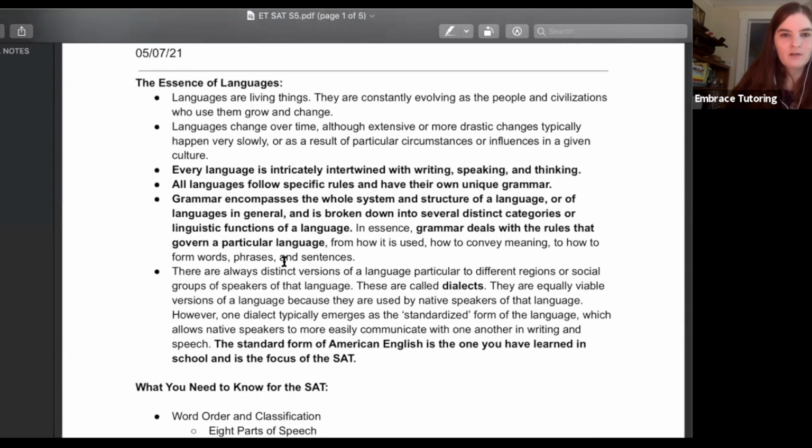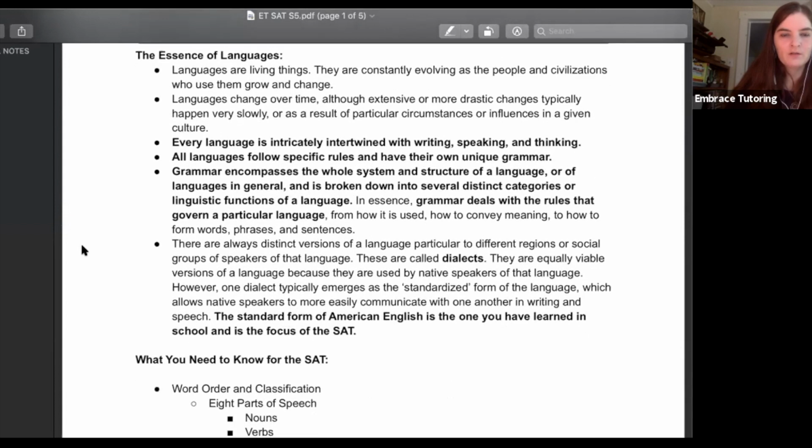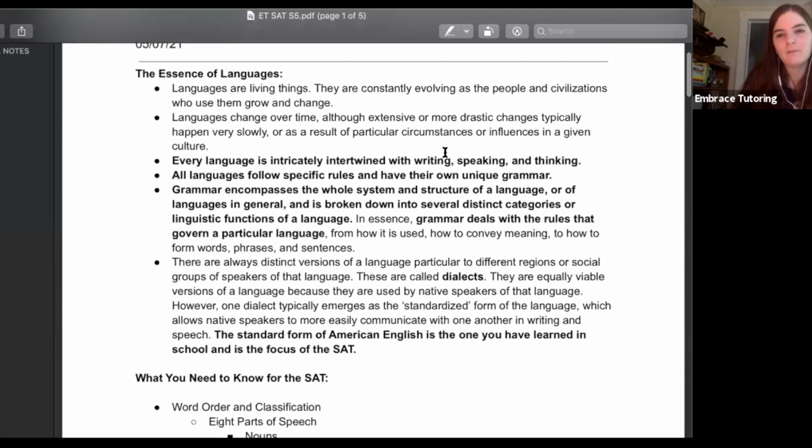I do want to go over a little bit about language, to understand more. All of you use language every day. You don't necessarily think about it when you are, but languages are evolving. They're kind of living things, and they evolve as the people and civilizations that use them grow and change. So they're adapting with time. It's always evolving.